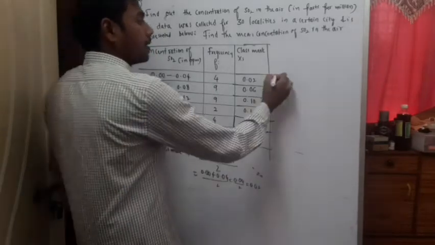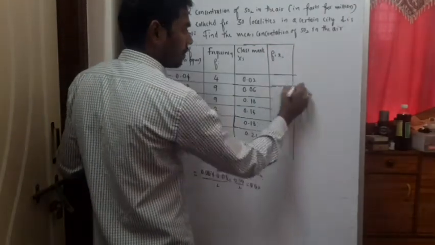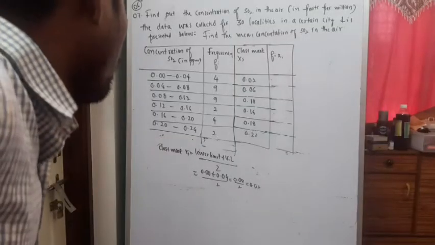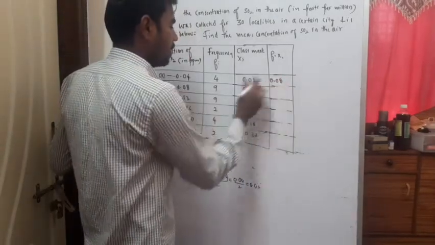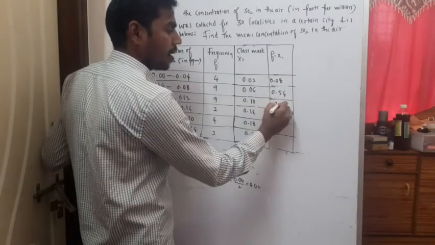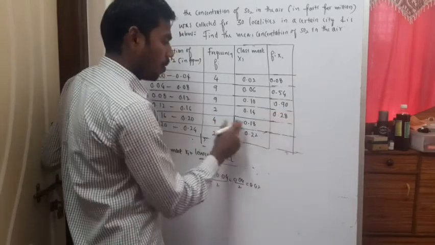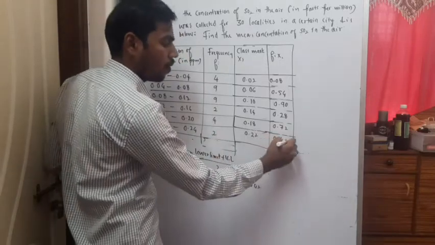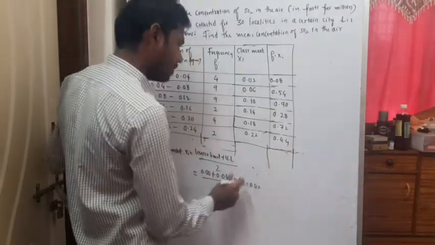So next, fi into xi. So 4 into 0.02 is nothing but 0.08. 9 sixes are 54, that is 0.54. 9 tens are 90, that is 0.90. 2 fours are 8, that is 0.28. 4 eighteens are 72, that is 0.72. That is 0.44. Yes or no? 2 into 22 is nothing but 44. So we need to add this.